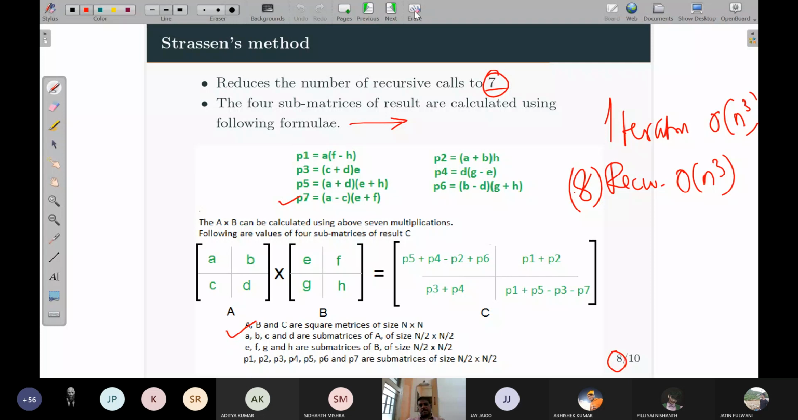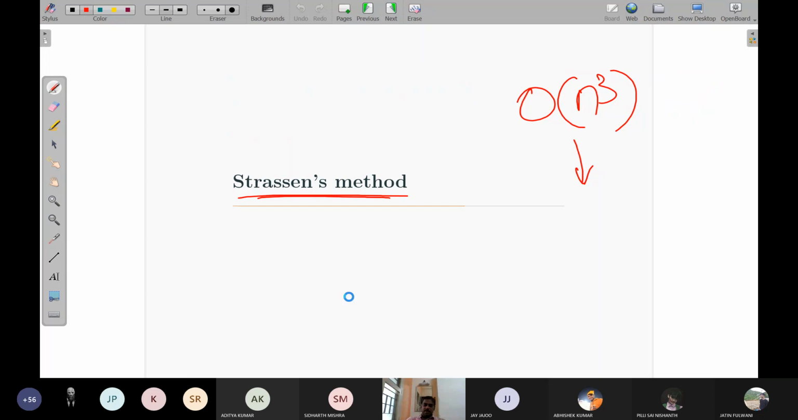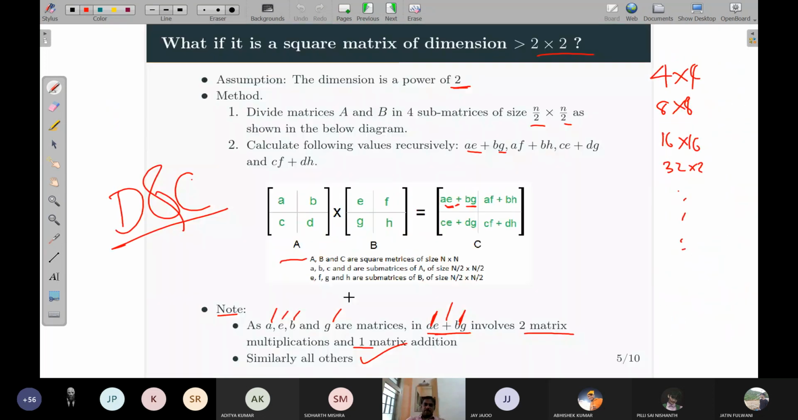What Strassen has done is, he has reduced the number of recursive calls to 7. That is the reason why we have the recurrence 8T(n/2) plus n square, but Strassen has reduced the number of recursive calls to 7. You can see we have the same left hand side as our usual traditional divide and conquer. But on the right hand side, you have 8 multiplications and 2 additions. But Strassen has improved this a little bit.